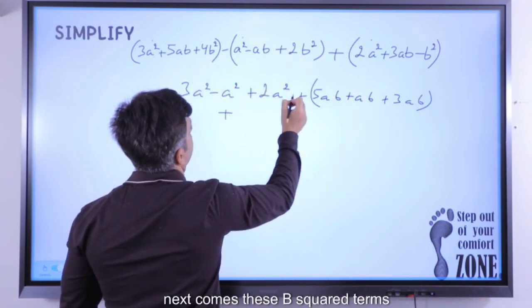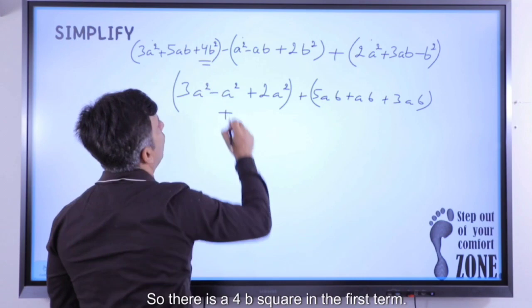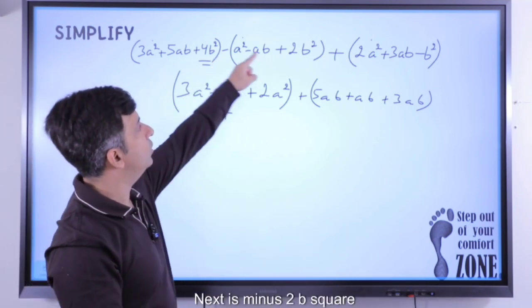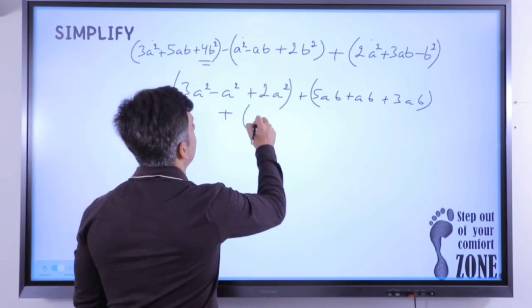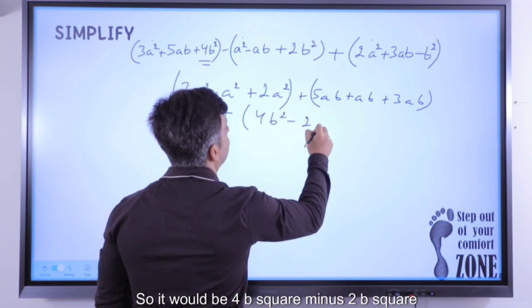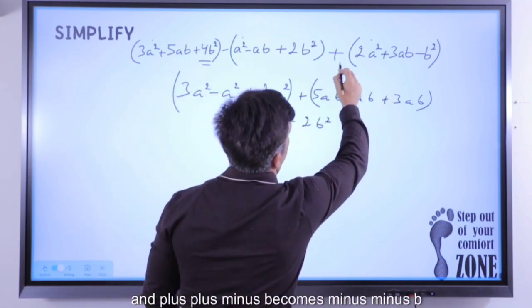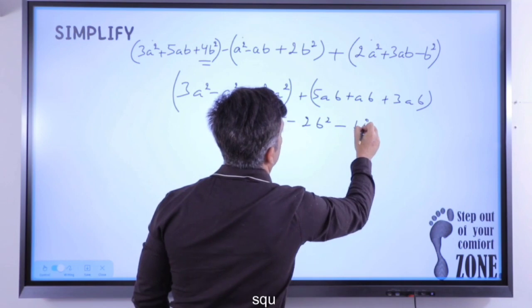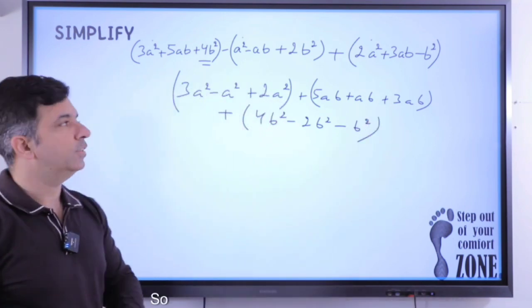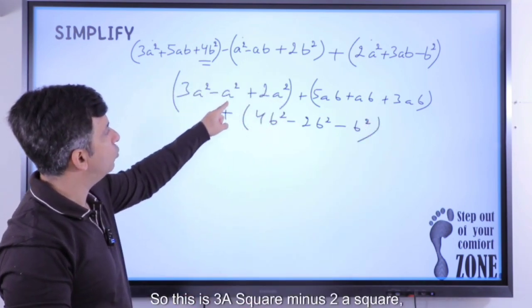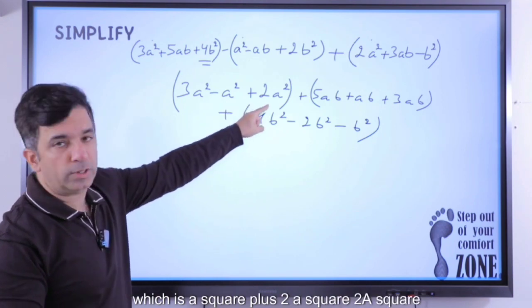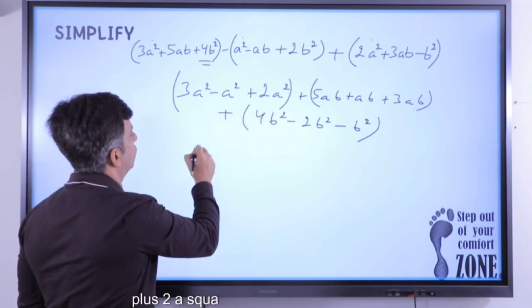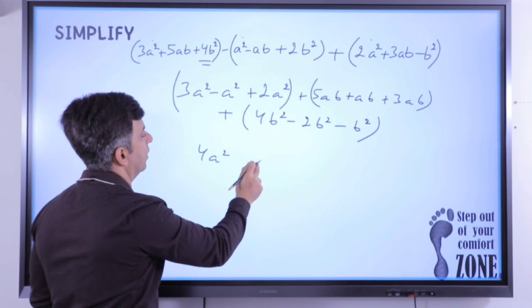Next come these b square terms. There is a 4b square in the first term. Next is minus 2b square. So it would be 4b square minus 2b square, and plus minus becomes minus b square. This is the expression. So this is 3a square minus a square, which is 2a square, plus 2a square, which gives me 4a square.